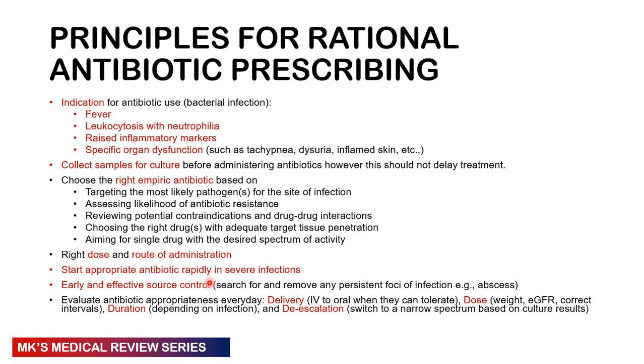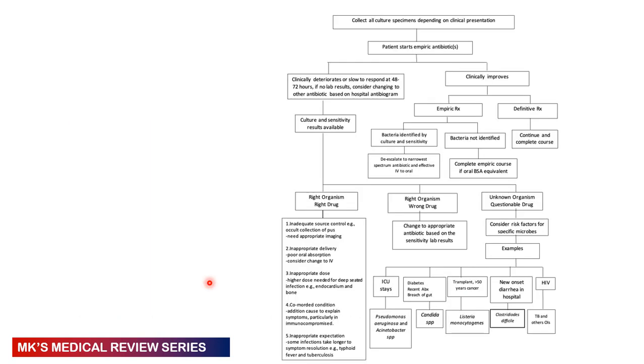So you should make sure that you tick all these boxes. And once you tick all these boxes, it makes antibiotic prescription very, very easy and, of course, very, very effective. Now, here's a schematic, or rather an algorithm, to show you about prescription of antibiotics. So let's say a patient comes in, you collect your specimens based on the clinical presentation. Then, of course, you start the patient on empirical antibiotics.